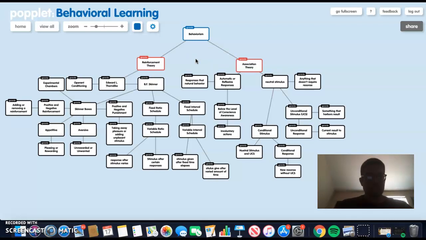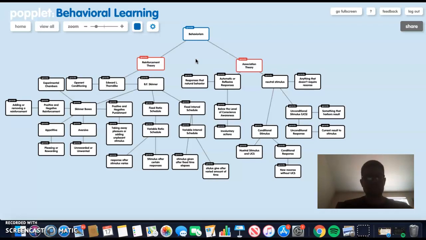All right, and from there we have the two different terms, appetitive and aversive. Appetitive is basically pleasing or rewarding, which would come mainly from positive reinforcement. And then aversive is unrewarded or unwanted, which would be a positive punishment or a negative reinforcement. That would be the aversive.